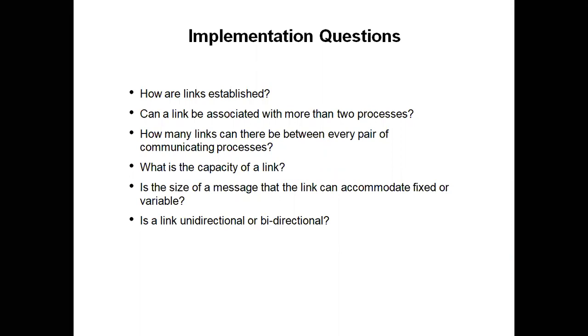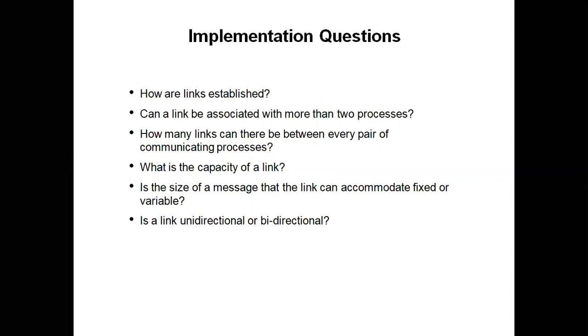After knowing about IPC, every IPC implementation needs to answer a few questions, and these questions will define what type of IPC we are using. The first question is, how are links established? Then, can a link be associated with more than two processes or not? Then how many links can there be between every pair of communicating processes? What is the capacity of a link? Is the size of a message that the link can accommodate fixed or variable? And then, is a link unidirectional or bidirectional?